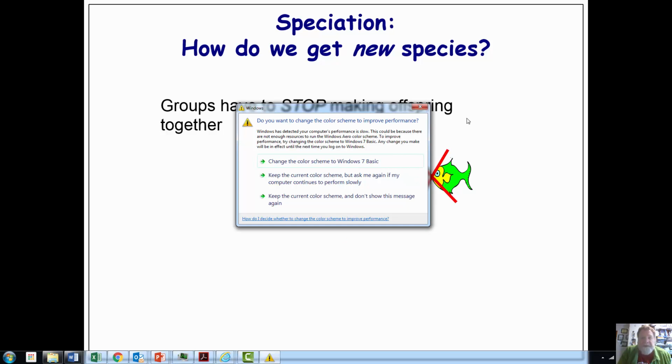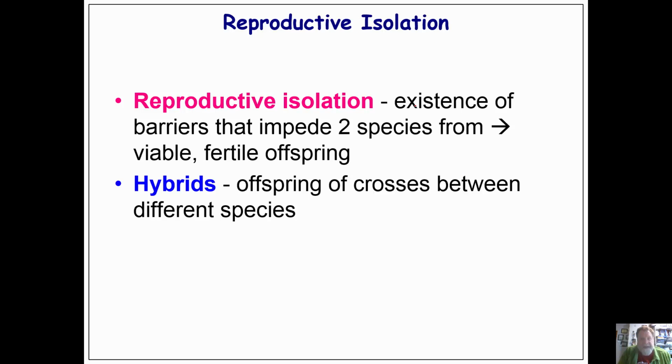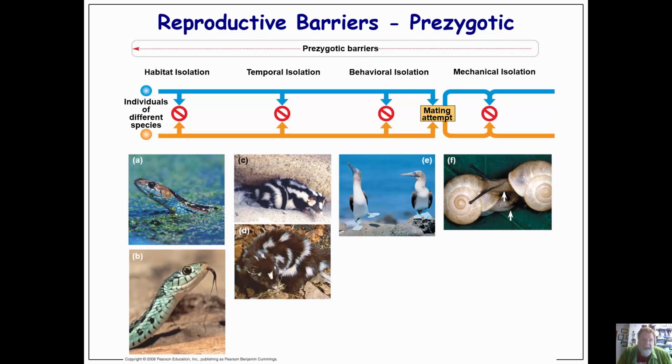Typically we look at groups that stop mating together. Once they stop mating together, if they're separated long enough, random mutations will come up where they don't. And we're going to be looking at reproductive isolation, which is the existence of barriers that impede two species from producing viable and fertile offspring. And then we also look at hybrids, which are crosses between different species, which actually can happen.